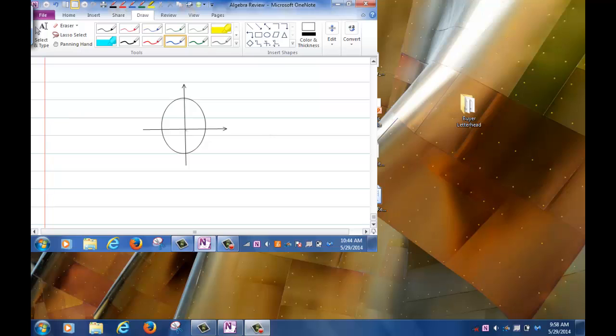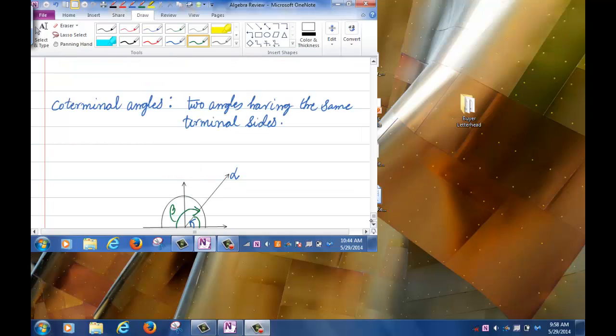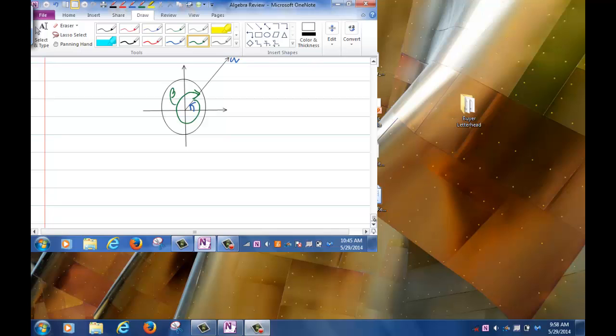Okay, let's say I have the angle right here. I'm going to call that angle alpha, which is this angle here. This angle and the green angle, which is this angle, beta, they are coterminal, right? They are coterminal because they have the same terminal side. Am I making sense? So alpha and beta here are coterminal. There are many other possibilities for coterminal angles, right?